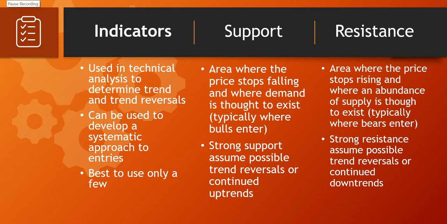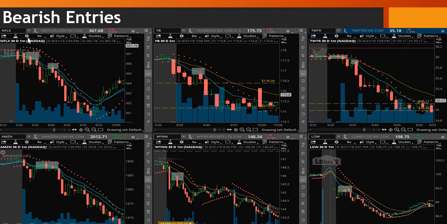Now, resistance is the area where the price stops rising and where an abundance of supply is thought to exist, typically where bears enter. Strong resistance assumes possible trend reversals or continued downtrends. Let's look at some resistance areas. So, a resistance area is a point where the stock stops moving upward, right?